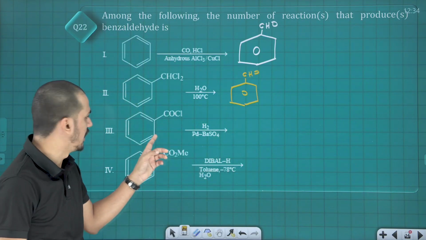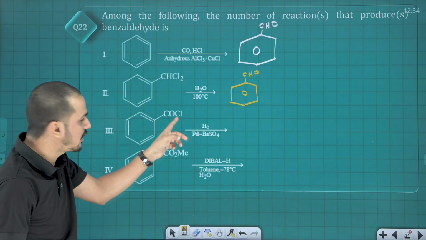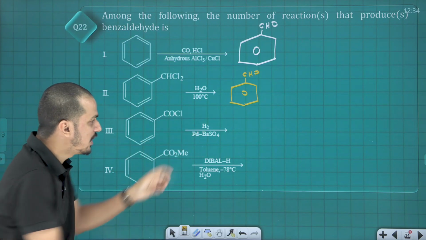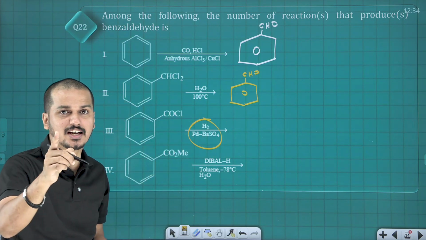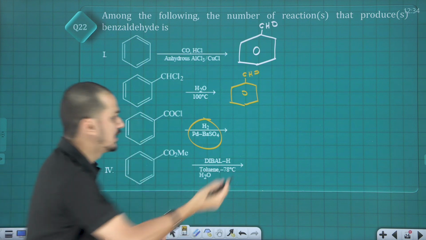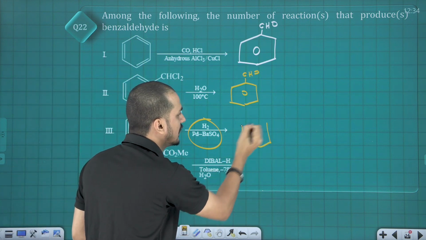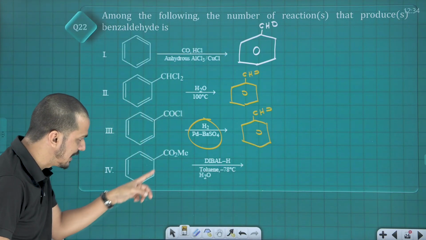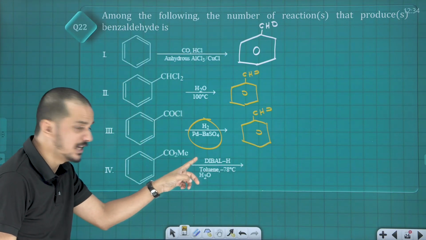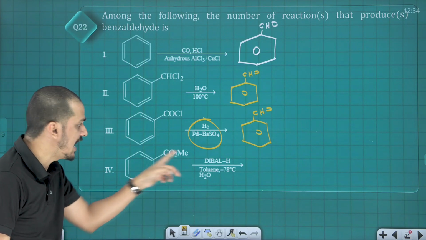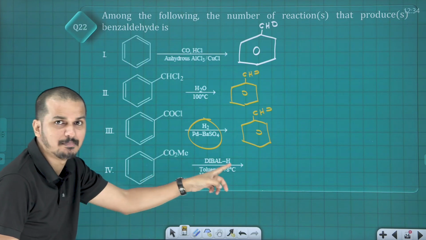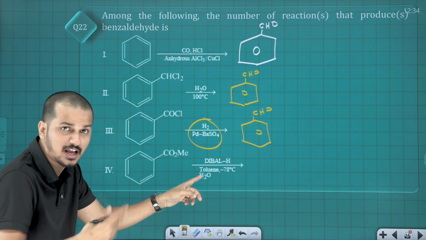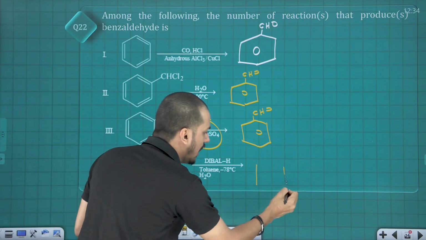What about the third one? This is actually benzoyl chloride, benzene ring COCl. That one you are treating with hydrogen, palladium, barium sulfate. Rosenmund reduction. Acid chloride will give what? Benzaldehyde. What about the next reaction? They gave benzene ring COOMe. That's an ester. Ester you are treating with DIBAL-H in toluene at minus 78 degrees Celsius and then hydrolyzing. That also will give benzaldehyde.